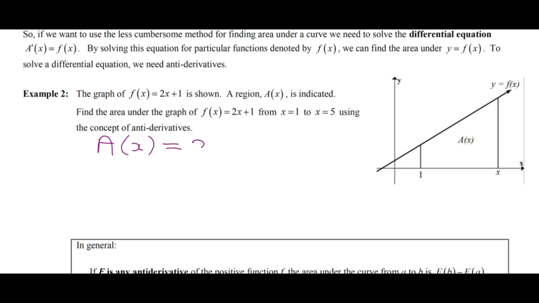x squared. Yeah, so x squared, right? Derivative of x squared is 2x. Gives me 2x. Okay. How do I get a 1? Plus x. So the area function is x squared plus x, right? How do we check that? Take the derivative of that, we get 2x plus 1. Okay. So we found we need to find a function whose derivative is f of x.